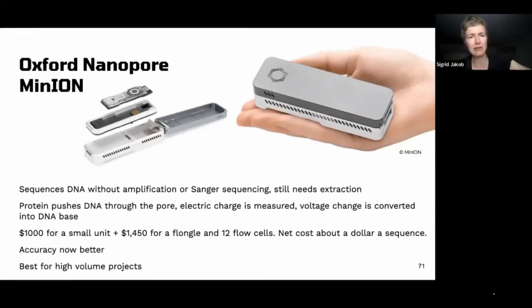Cost is $1,000 for one of those units, but you're also going to have to buy flow cells, which is sort of the reagent part. And if you're going to sequence smaller amounts, fewer than 100 species, you're going to have to use a Flongle, which is an adapter that allows you to sequence smaller amounts. But the net cost is about $1 a sequence if you don't count the cost of equipment. It used to be not very accurate. It's getting better. And if you're organizing a foray or have some other high volume project, it's definitely a tool to seriously look at.